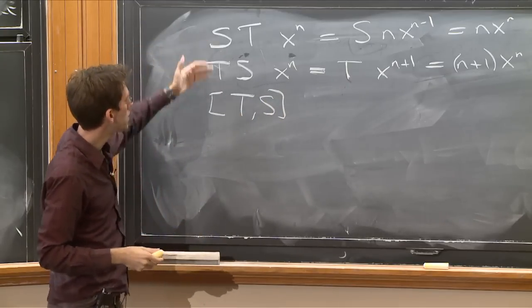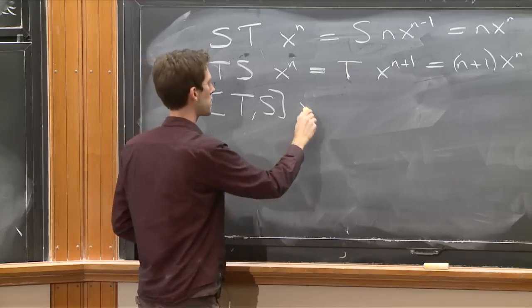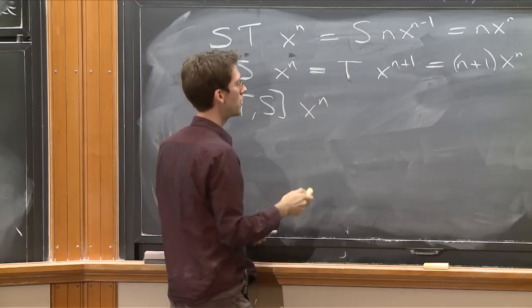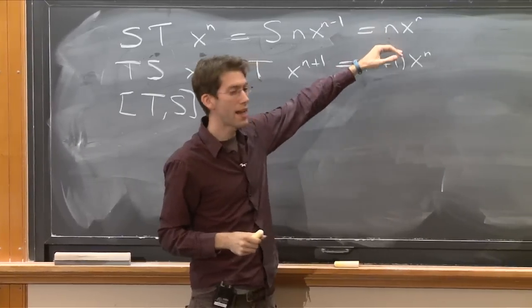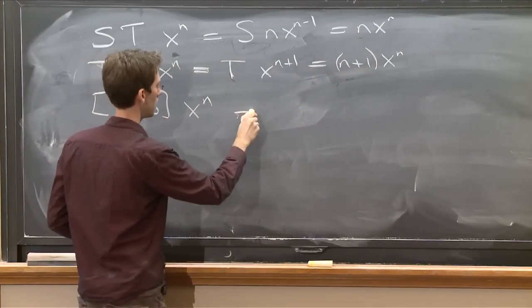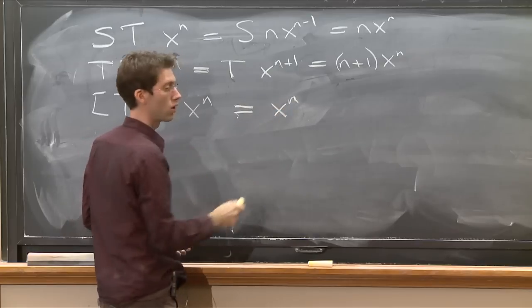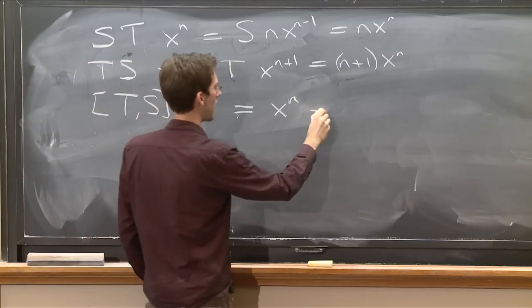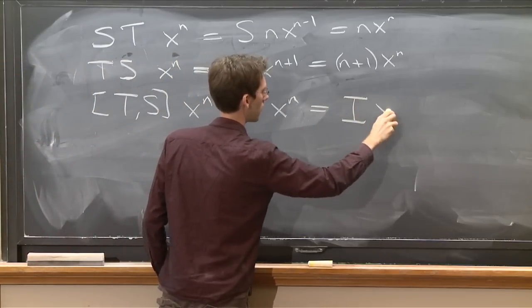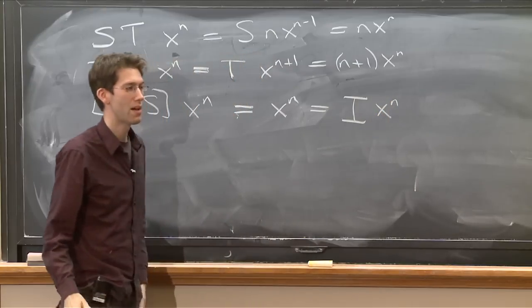And what these equations say is that if the commutator acts on x to the n, then you get n plus 1 times x to the n minus n times x to the n, which is just x to the n. And we can write this another way as identity times x to the n.